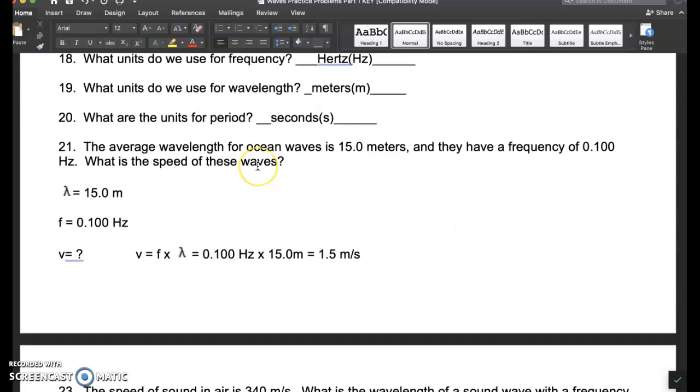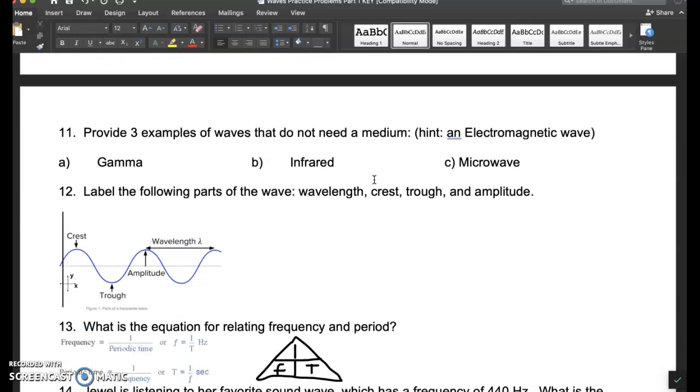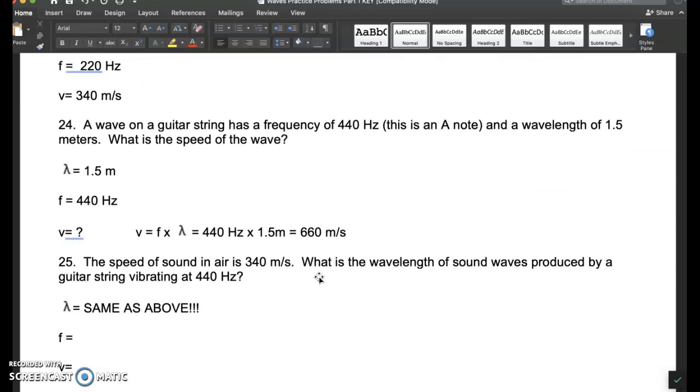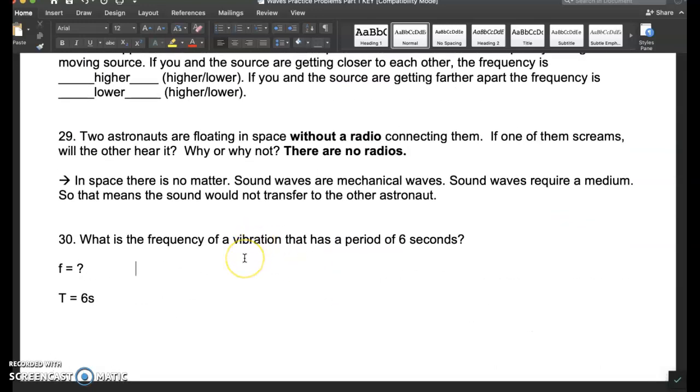So I go back up to my triangle up here, and you cover up whichever variable you want. And frequency covered up is 1 divided by period. So frequency is equal to 1 divided by period, which is equal to 1 divided by 6 seconds, which is equal to 0.17 hertz. And well, let me know if you guys have questions, send an email or ask.